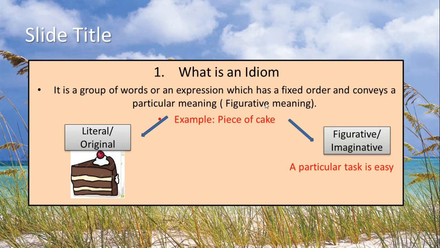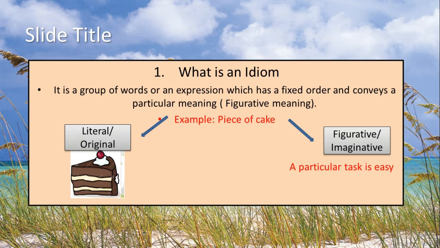What is an idiom? An idiom is an expression, just a group of words, and this expression has a fixed order. What does it mean? It means that you cannot change the order of the words in that expression. For instance, let's take the one below. A piece of cake. That's an idiom, by the way. When you say piece of cake, this is a group of words, right? It's just an expression with fixed order.